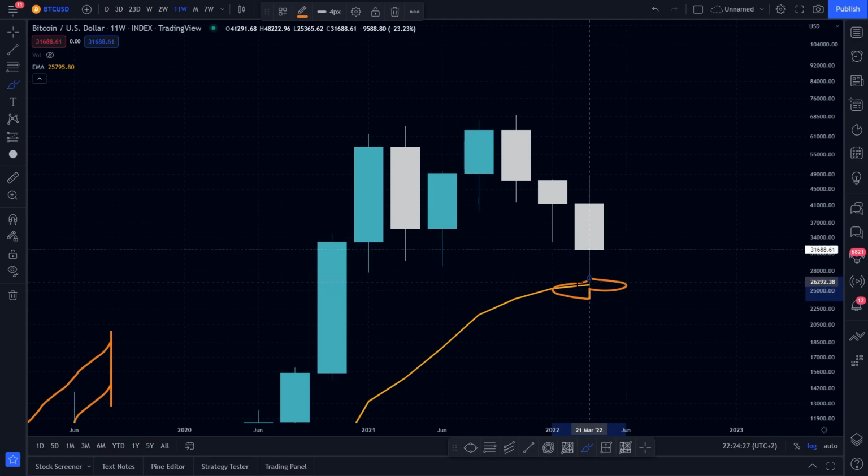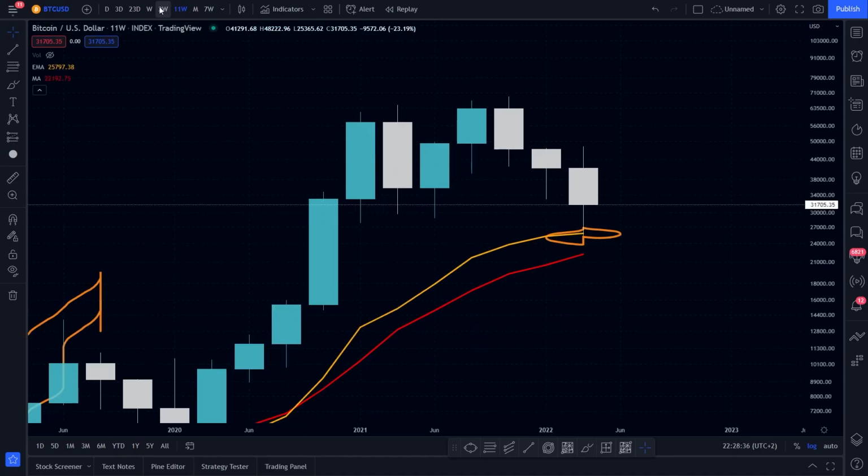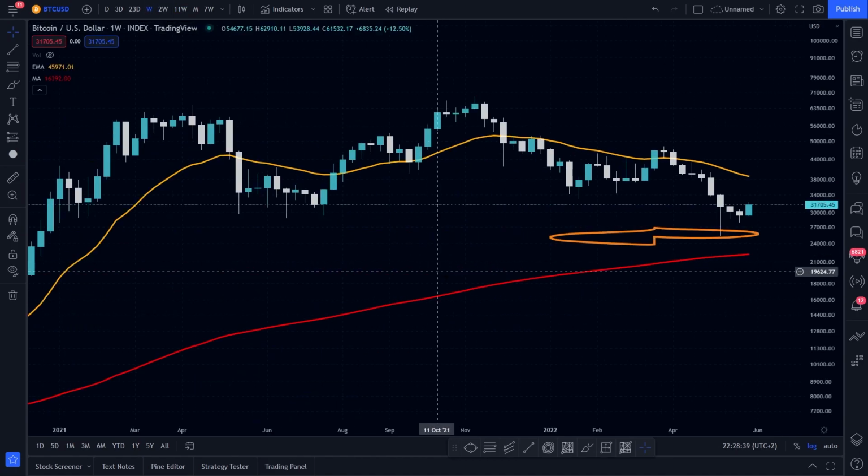And what does it mean? It means that today, everybody talks about the 200 weeks moving average. Let's display it. So I added the 200 weeks moving average in the chart in red. Let's switch to the weekly time frame. You will understand what I mean.